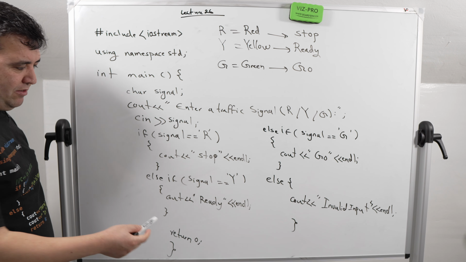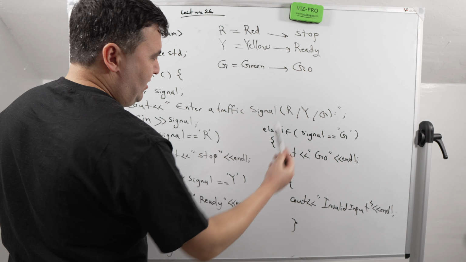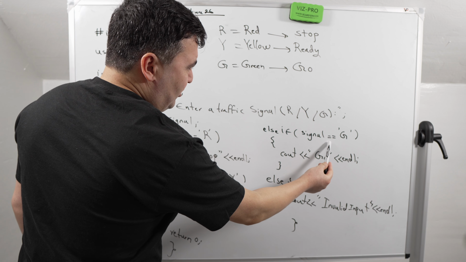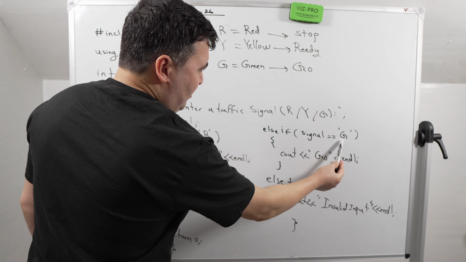If this condition becomes false, our program checks another condition. It says if the user enters G, it becomes equal to G, so it says cout go. It's time to go if the traffic signal is green. Else, if none of the above conditions are true, the else portion of the program will execute, and it says invalid input. The user enters another character like A, B, or C, so none of these conditions are true, and the else portion of the program will execute.